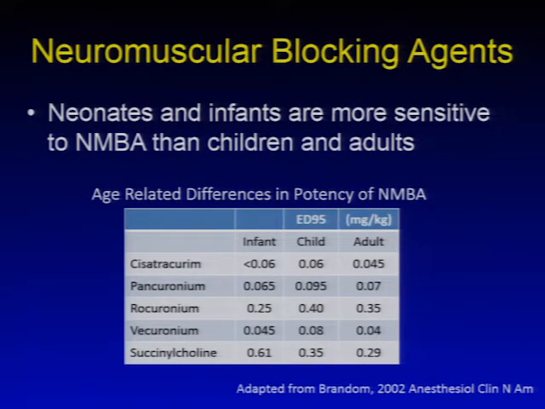The pharmacokinetics and pharmacodynamics of neuromuscular blocking agents are also different in pediatrics. Neonates and infants themselves are much more sensitive to these agents than children and adults, as can be seen in this slide. These are the different neuromuscular blocking agents. These are the ED95 by milligrams per kilo in the infant, child, and an adult. As you can see, in the infant the dose required is much lower than in a child and typically lower than in an adult.